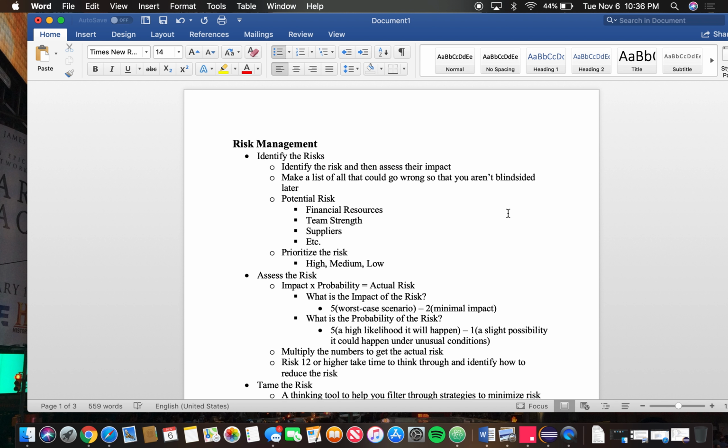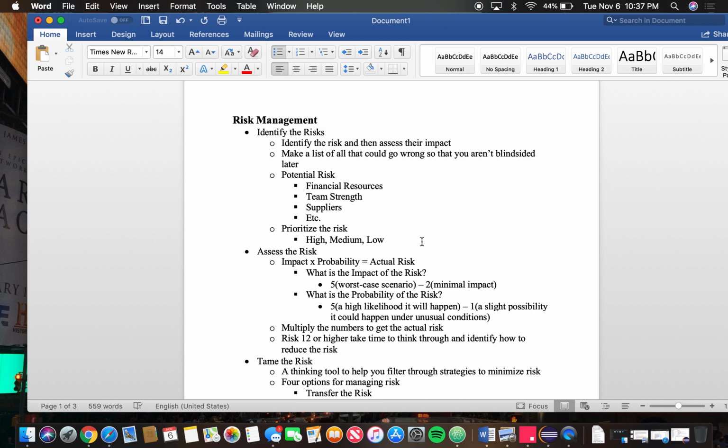This is basically you got to make a list of everything, any type of risk that's in your project. So basically, financial resources is money. Team strength is if you have a team member that's not as strong as the others, you need to account for that. Suppliers is knowing your suppliers and your stakeholders also, and then etc.